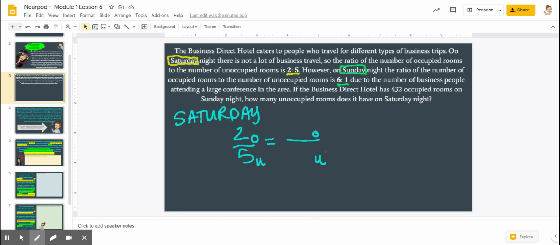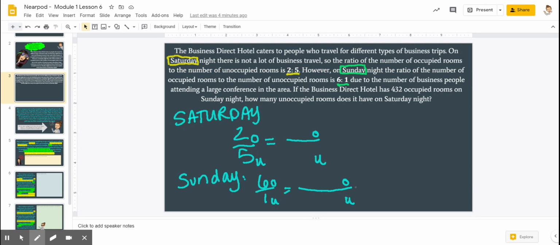All right, let's put Sunday. The ratio on Sunday was 6 to 1. And again, occupied was first, so we're putting the O, and unoccupied was second. Put the U there. And I don't know what numbers are going to go here, but I do know that that's what this is going to be.